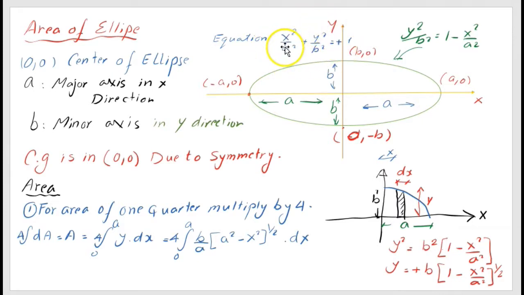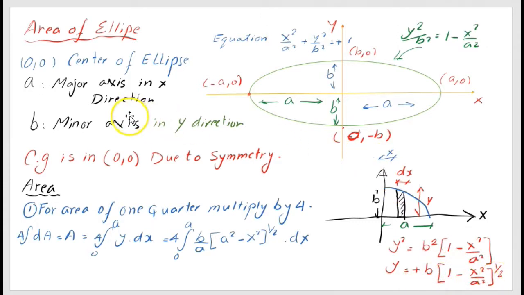From that equation, we can get another expression for y squared: y squared over b squared equals 1 minus x squared over a squared. And we can move further by multiplying by b squared. We get y squared equal to b squared multiplied by bracket 1 minus x squared over a squared. And we can take the square root of this calculation: y equals b times the square root of 1 minus x squared over a squared.